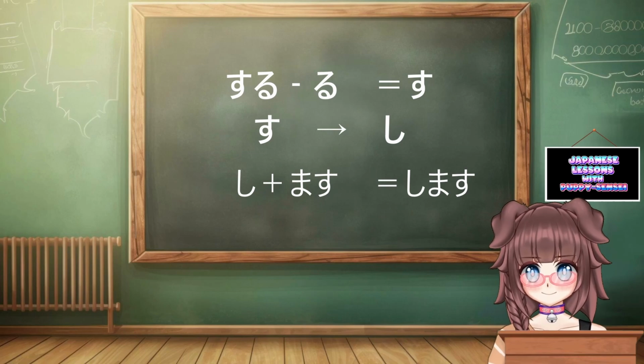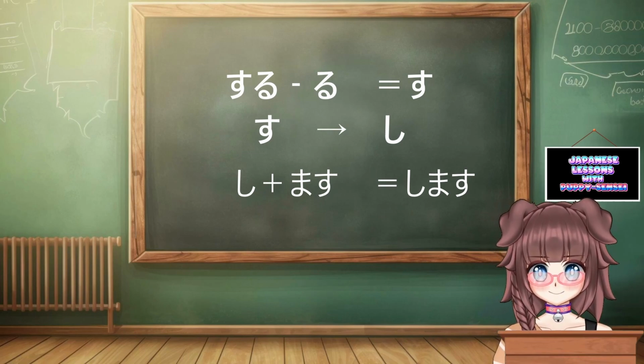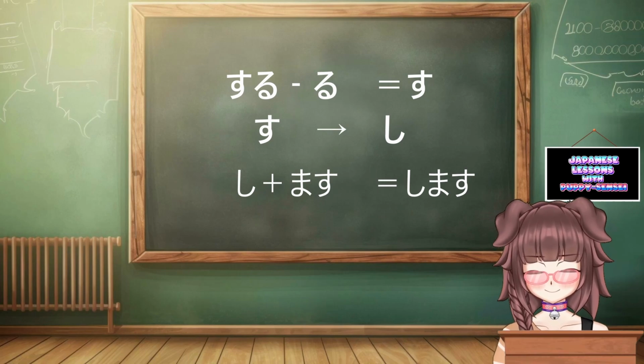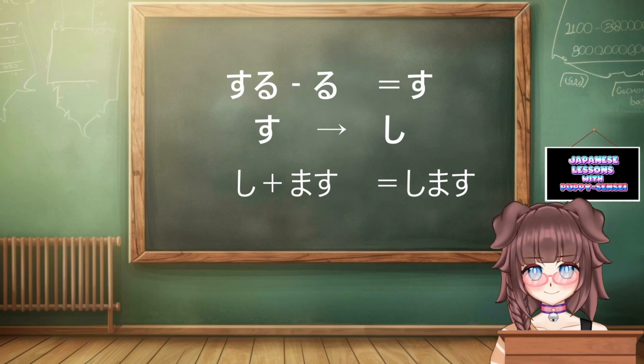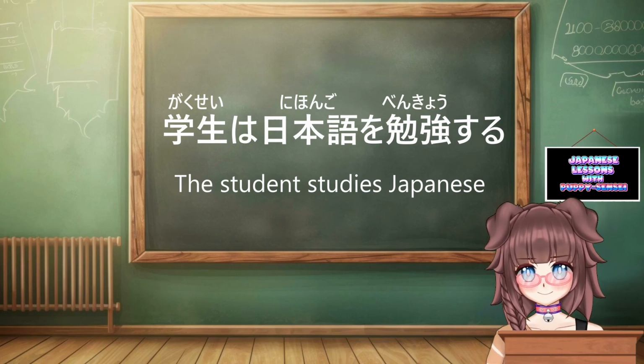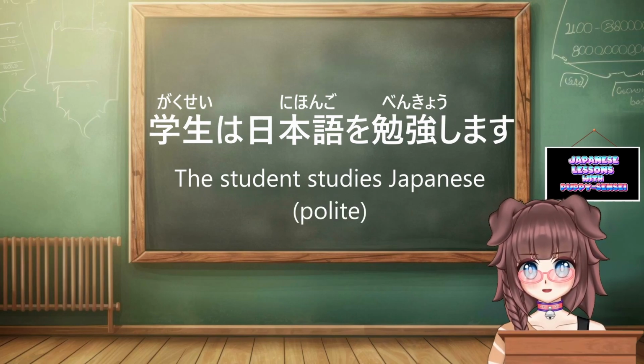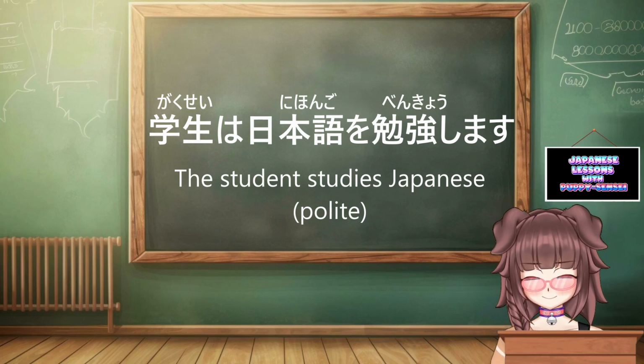So we now have the masu form of suru, and that's good because the masu form is going to come in handy in a variety of situations. For today, though, let's just call it the polite present and be done with it. So here was our original sentence, gakusei wa nihongo o benkyou suru. And now we have gakusei wa nihongo o benkyou shimasu.